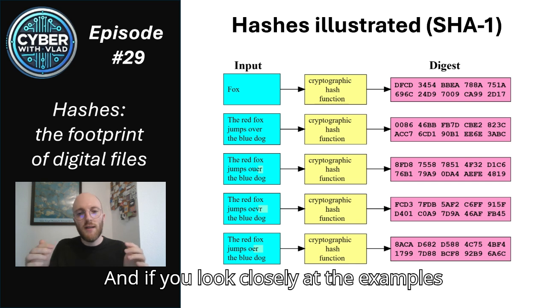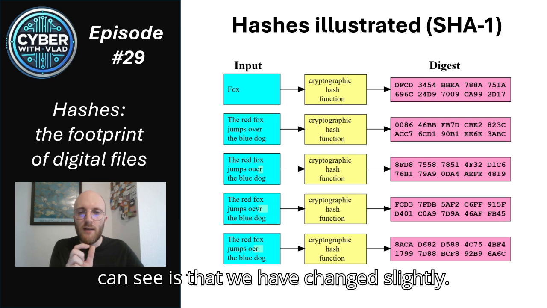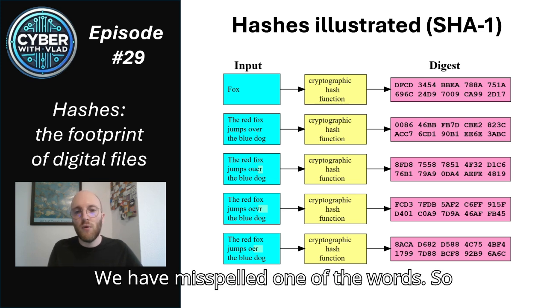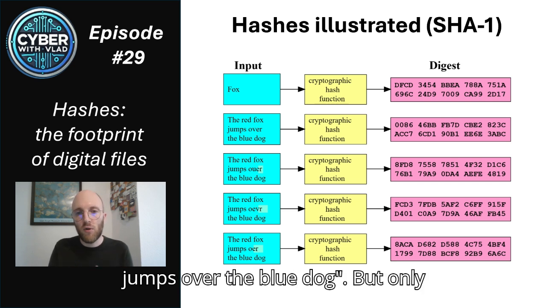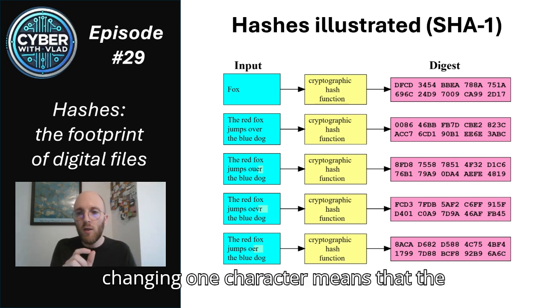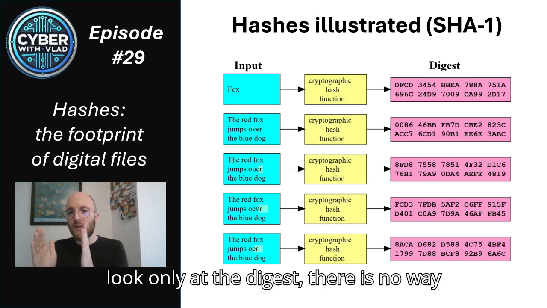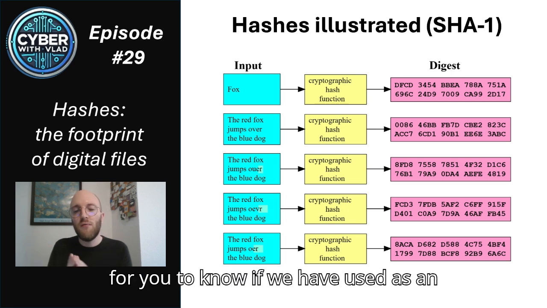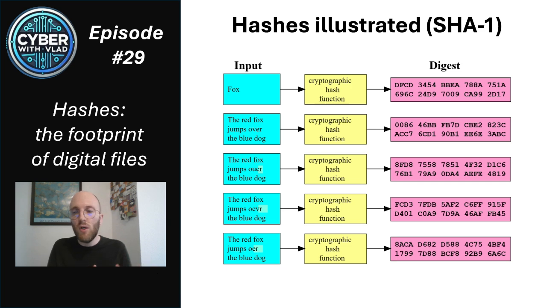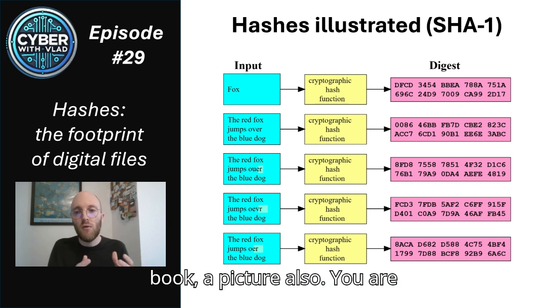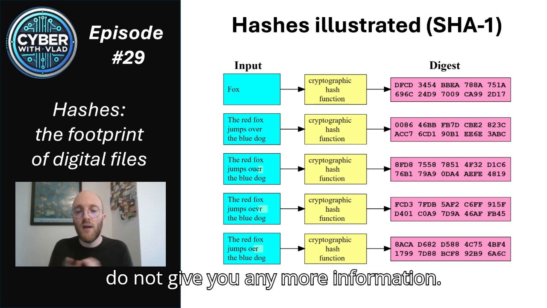And if you look closely at the examples number 3, 4, and 5, what you can see is that we have changed slightly, we have misspelled one of the words. So the sentence should be, the red fox jumps over the blue dog, but only changing one character means that the digest has changed completely. And if you look only at the digest, there is no way for you to know if we have used as an input a sentence, an entire document, a book, a picture. Also, you are only left with 40 characters, which do not give you any more information.